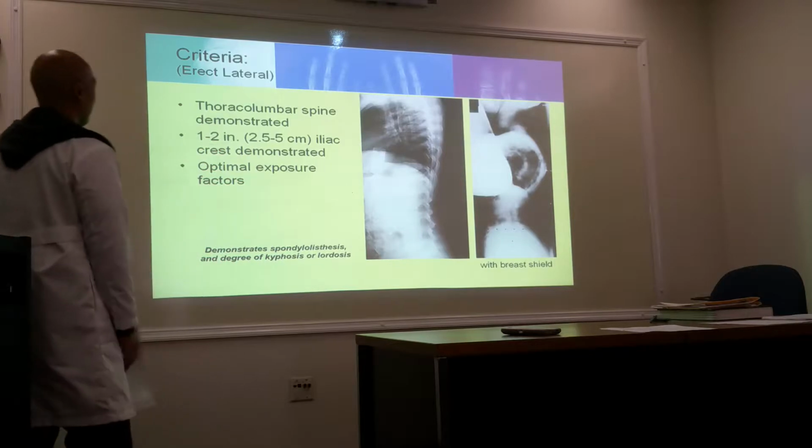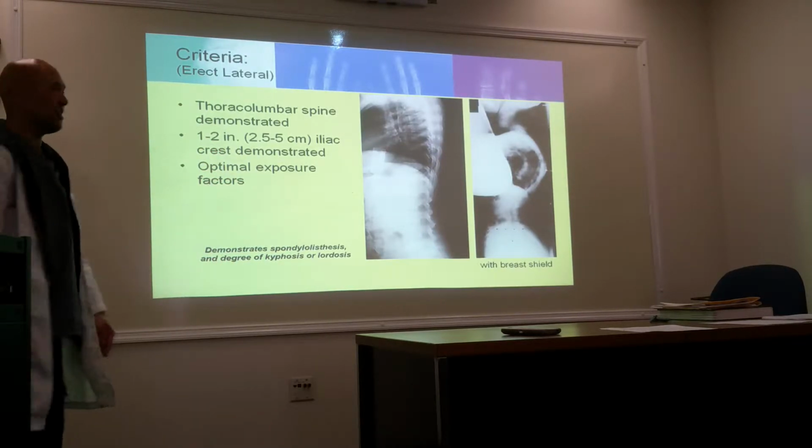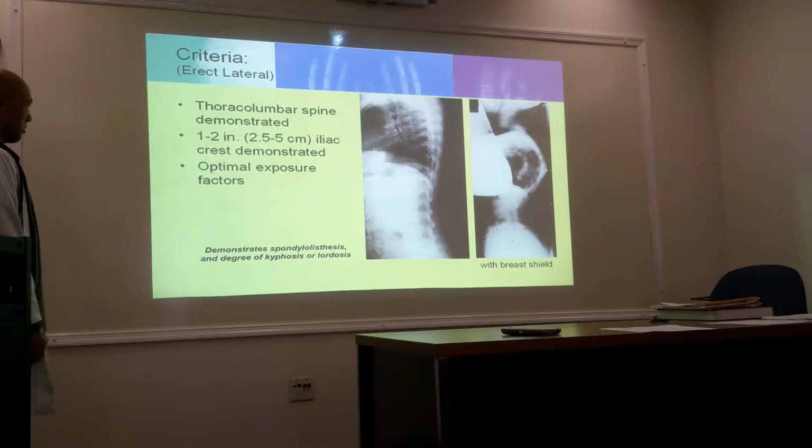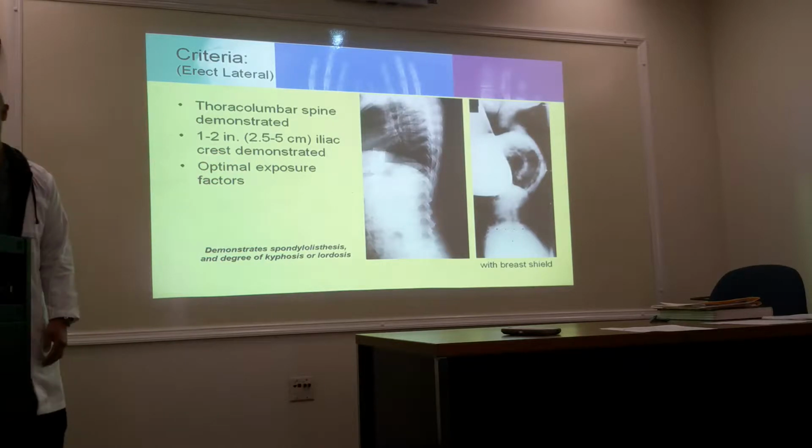All right. So again, thoracolumbar spine is demonstrated to demonstrate the convexity or concavity of the spine. It's good for demonstrating spondylolisthesis and degree of kyphosis and also lordosis. So this one is just one shot. It's not the two shot. One shot. Yeah.